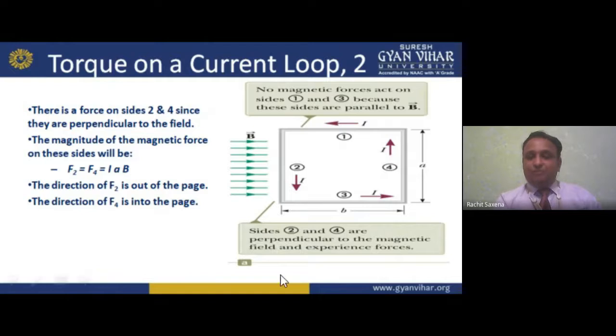Okay, so the same diagram is there. Sides 2 and 4 are perpendicular to the magnetic field, so they experience the force. No magnetic force acts on sides 1 and 3, because they are parallel to B, that is, the magnetic field. So I hope you understand.